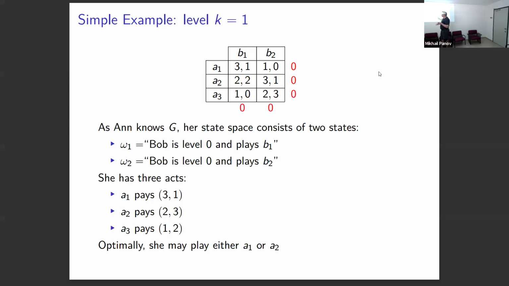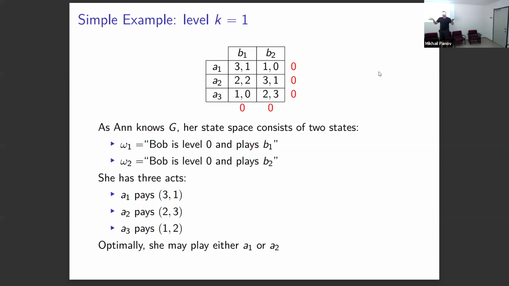And now as she constructs the decision problem, she has three acts, A1, A2, A3. And now I say she must be optimal, so what should she optimally choose? Optimally means expected utility maximizer. Of course, we know by David Pearce's lemma or by some other results, she can play every strategy which is not strictly dominated. Okay, and here A3 is strictly dominated by A2, so we can drop this one.